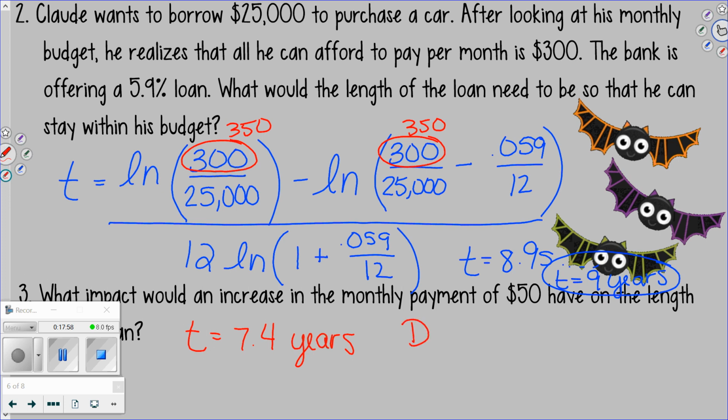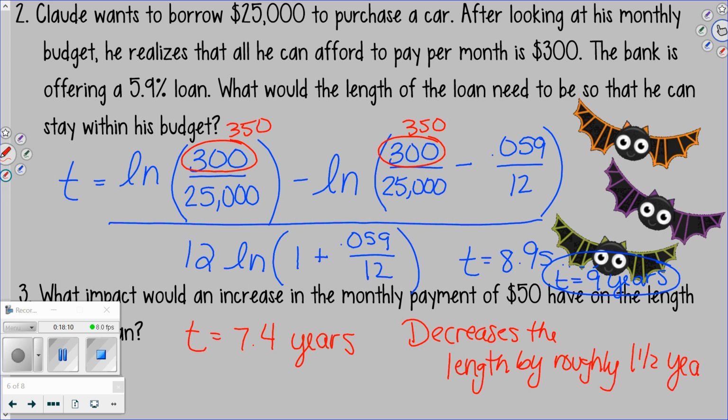So you would tell me then it decreases the length by roughly 1.5 years. Okay, so it changes. I mean, it's going to drop by almost a year and a half by an extra $50 a month. That's a huge, huge difference, you guys.